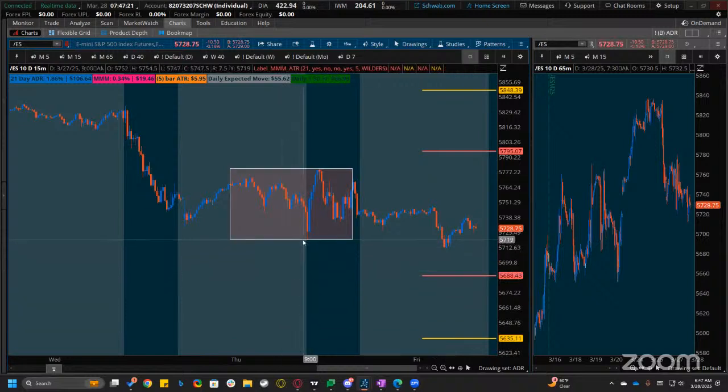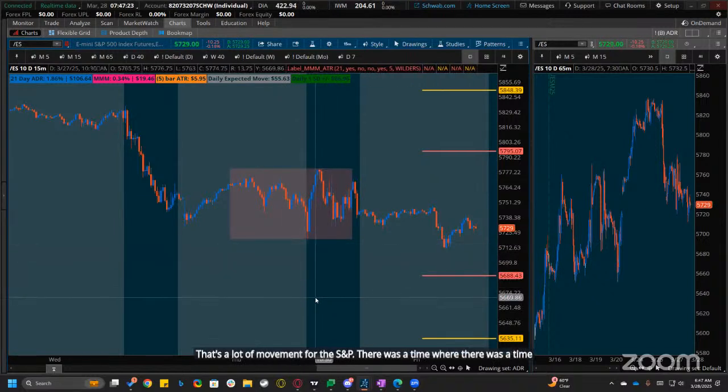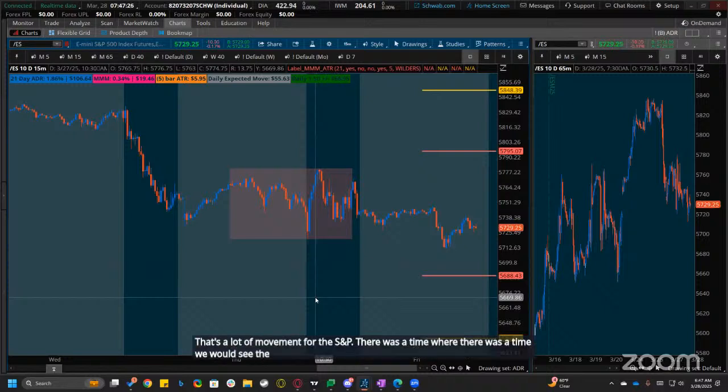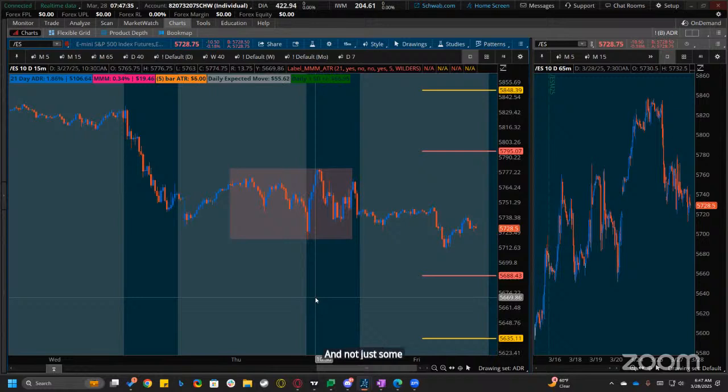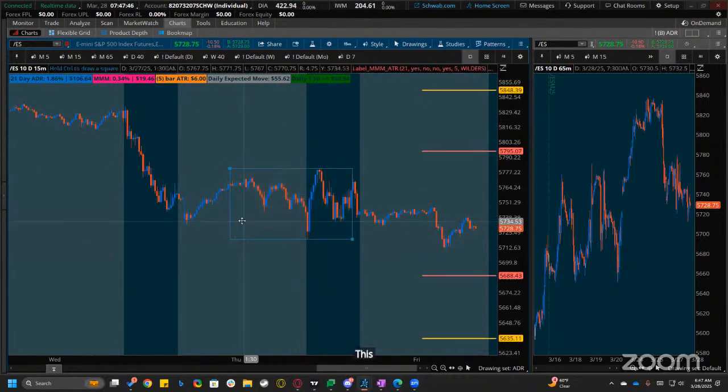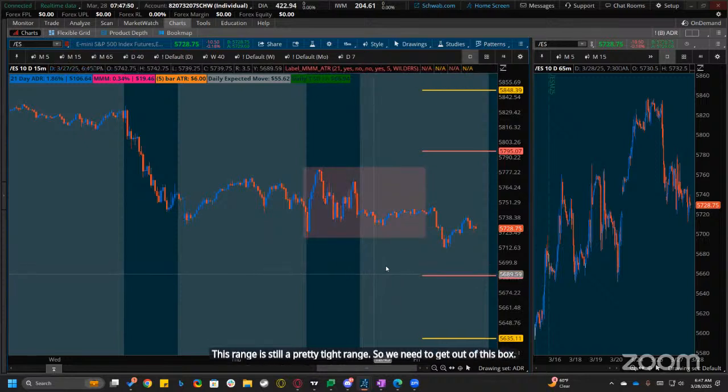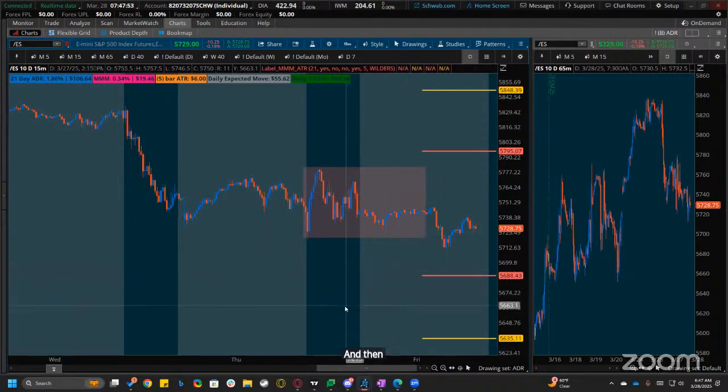There was a time where we would see the S&P on an intraday basis maybe move 15 points in the whole day from 9:30 to 4 o'clock, and not just some random day. That was an average daily move. Boring days. Well, those are long past. This range is still a pretty tight range. So we need to get out of this box and then begin to get our play on the day.